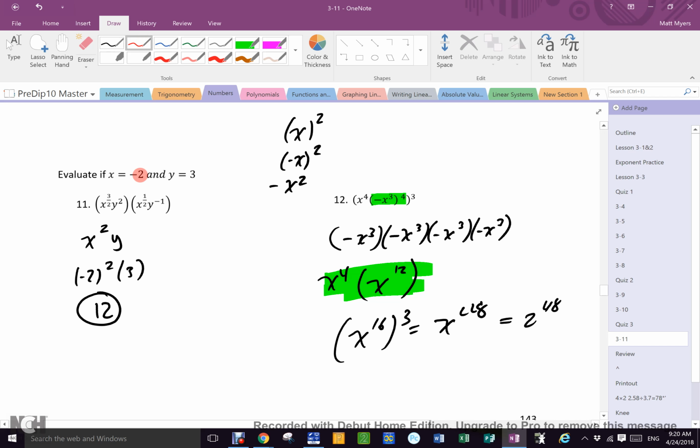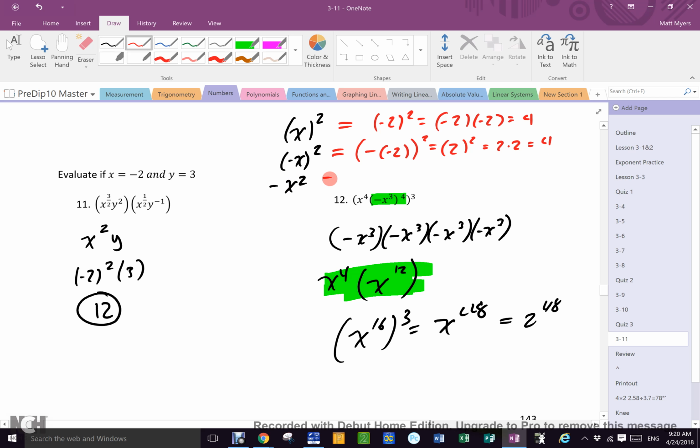Use this example. x is negative 2. So what does this become? What goes in for x here? Negative 2 squared, which is negative 2 times negative 2, which is 4, correct? What goes in for x here? So it's negative 2, right? All squared. Negative negative 2 is positive 2 squared, which is 2 times 2, which is 4. Yeah?